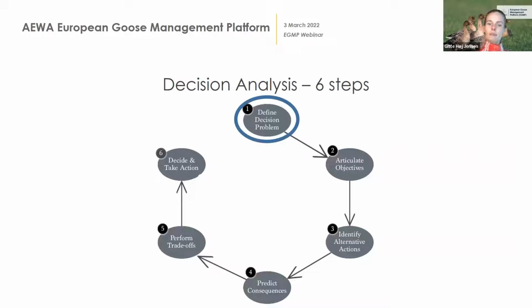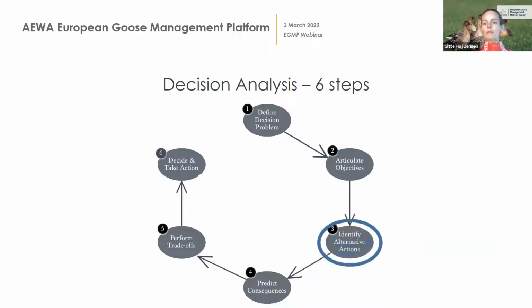There can be legal boundaries, both nationally and internationally. We may set the boundaries for time and space. There can be certain threats that we are focused upon, or certain problems. Secondly, we articulate the objectives, which Eva already been through for the greylegs and the barnacle goose population. So that can be everything from the population level to agricultural damage or creating hunting opportunities, etc.